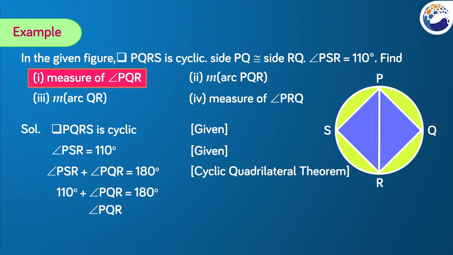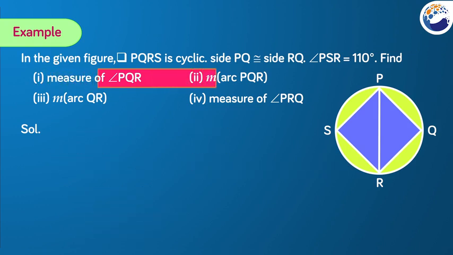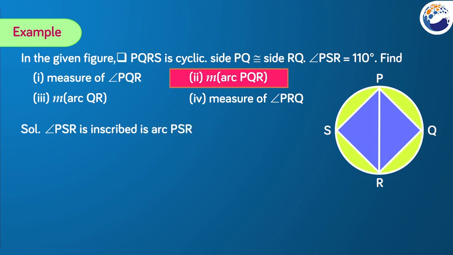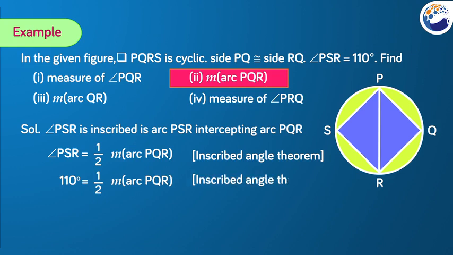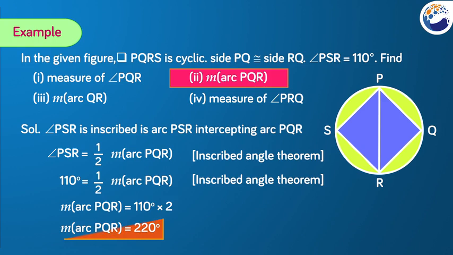Angle PQR is equal to 180 degrees minus 110 degrees. Therefore, angle PQR is equal to 70 degrees. Equation 1. Step 2: Angle PSR is an inscribed angle intercepting arc PQR. Angle PSR is equal to half the measure of arc PQR, by the inscribed angle theorem. 110 degrees is equal to half the measure of arc PQR. Substituting the given values, the measure of arc PQR is equal to 220 degrees.